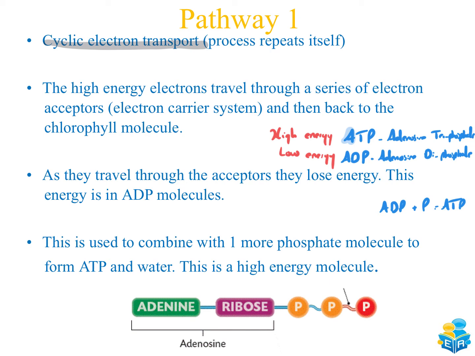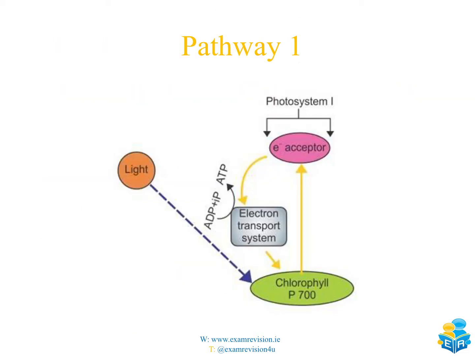So as these energized electrons are moving around and around and around, they're losing some energy. This energy is ADP, but this ADP is going to find another phosphate so that they can join to form ATP, and it's also going to form some water as well, okay? And as we said, ATP is high energy. So in the cyclic electron transport chain, electrons are moving from acceptor to acceptor. They're losing some low energy, but that low energy is going to join with a phosphate to produce ATP, which is high energy.